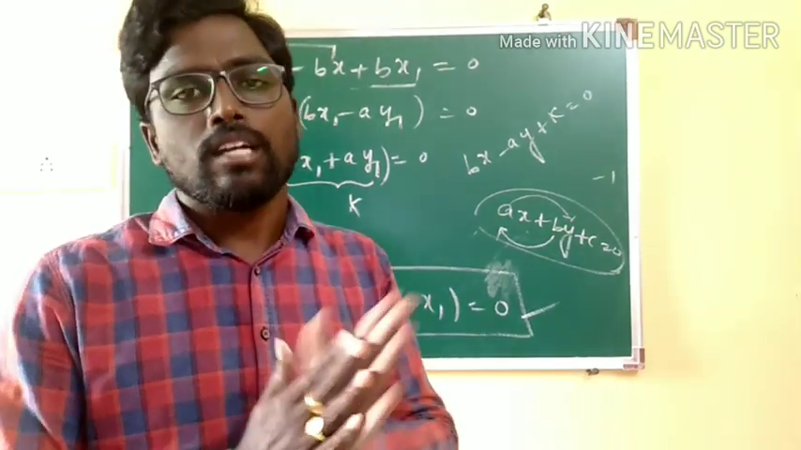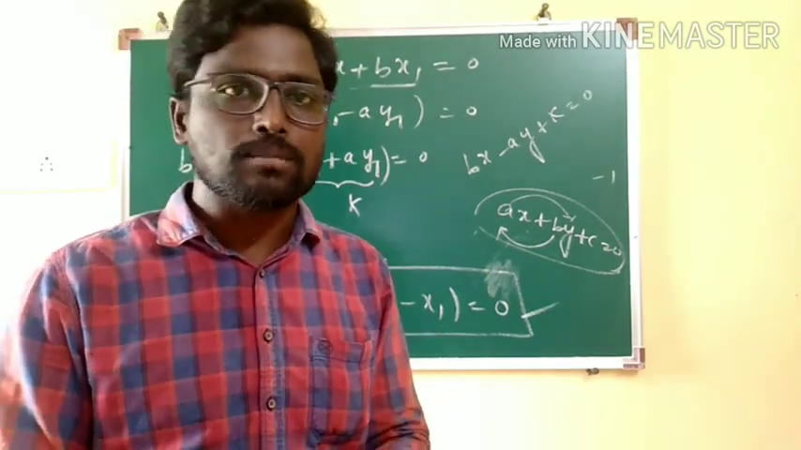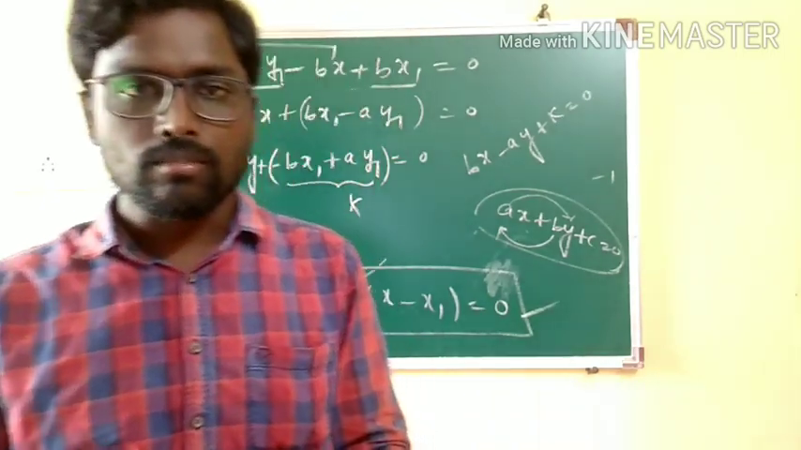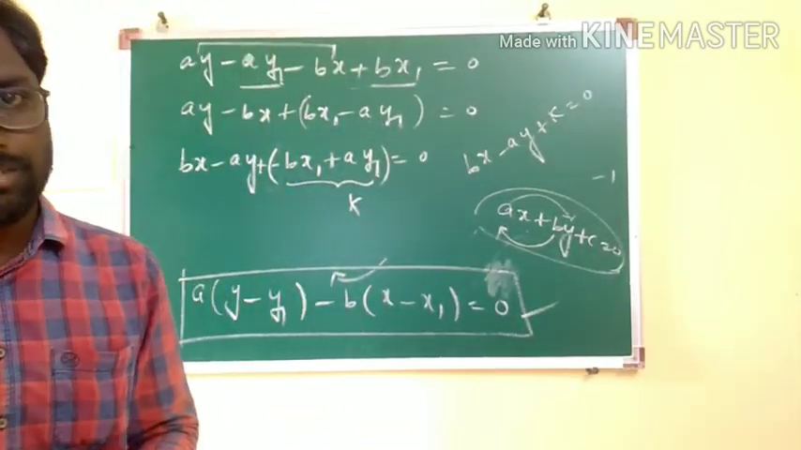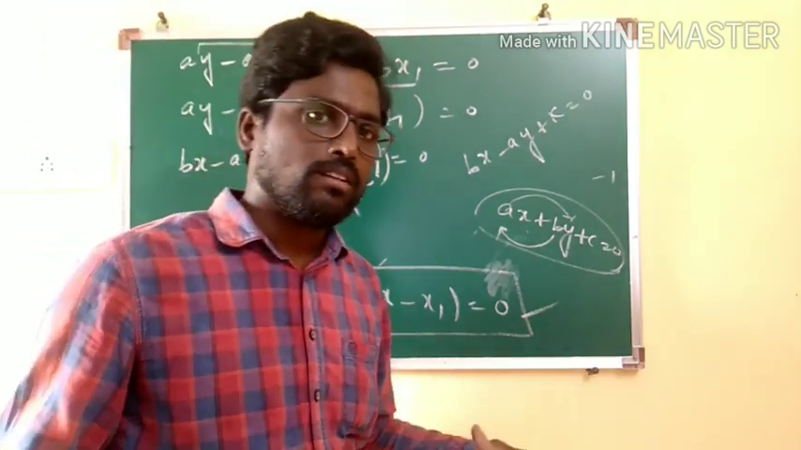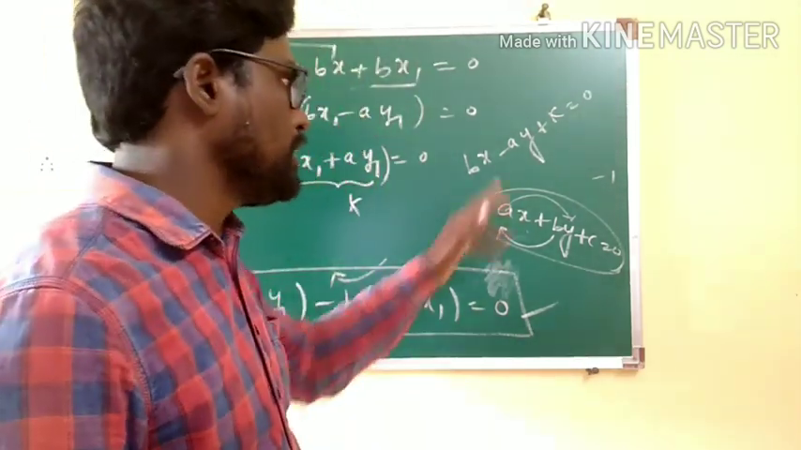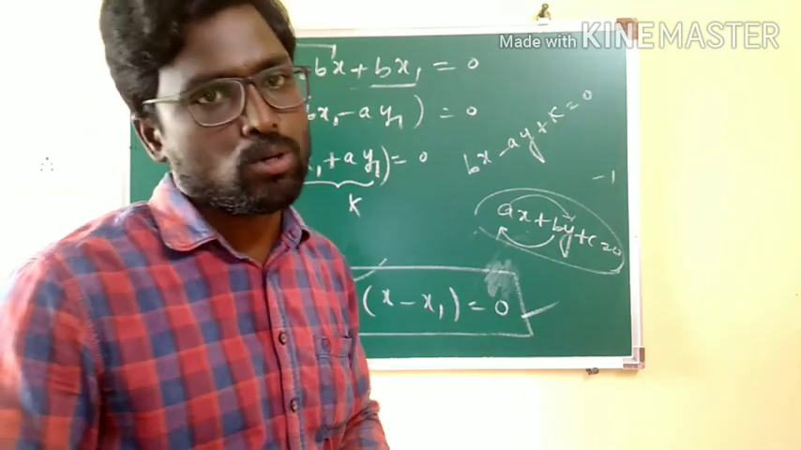then the equation of the other line which is perpendicular to this is of the form bx minus ay plus k is equal to 0.